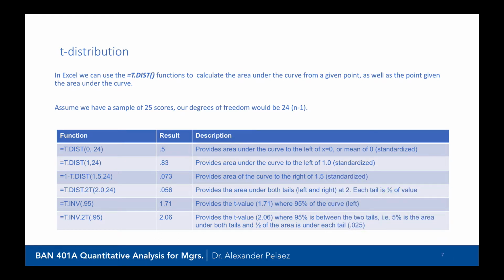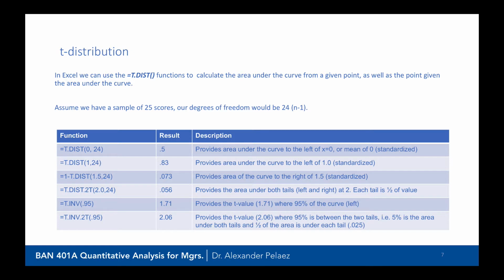And 1 minus T.DIST of 1.5, comma 24 would give us 0.073. So that means, again, that T.DIST of 1.5, 24 gives us everything to the left, and doing 1 minus would give us everything to the right.